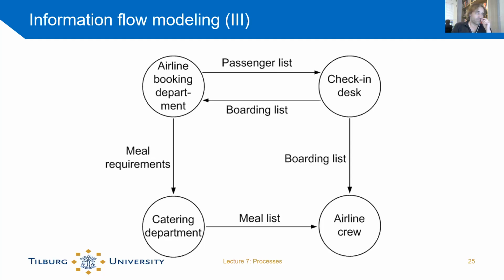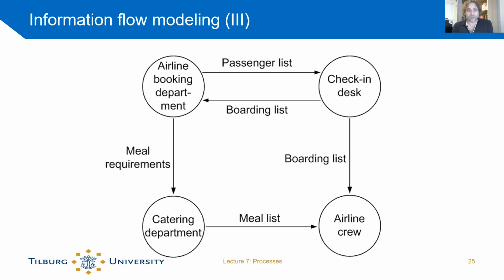So you have an airline booking department. The airline booking department has a list of all the passengers who are going to be on the plane. They send that passenger list to the check-in desk. So the check-in desk has a boarding list of all the passengers who will board. So once you board the airplane, you basically check in, you show your boarding pass, and you board the plane.